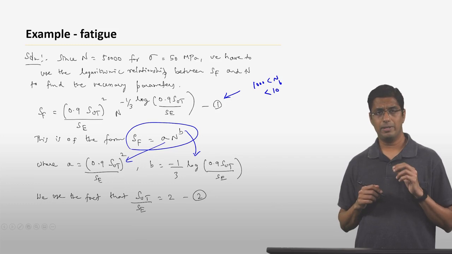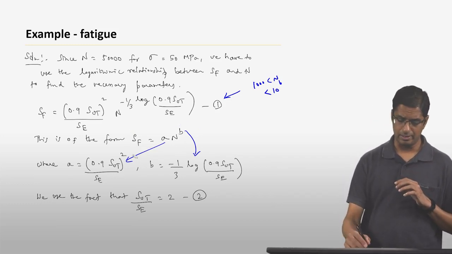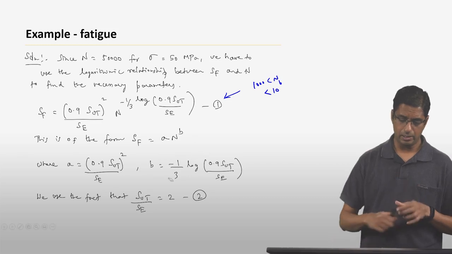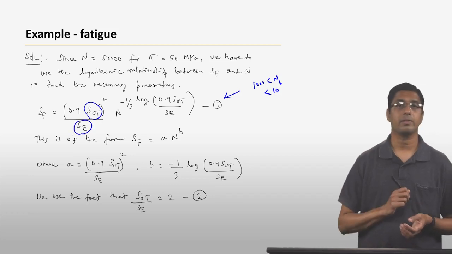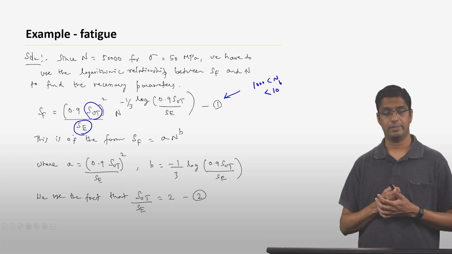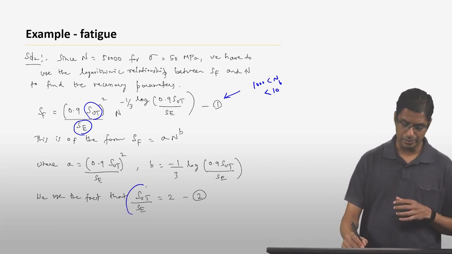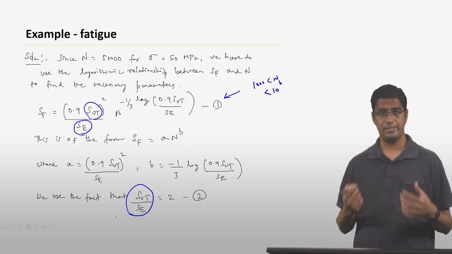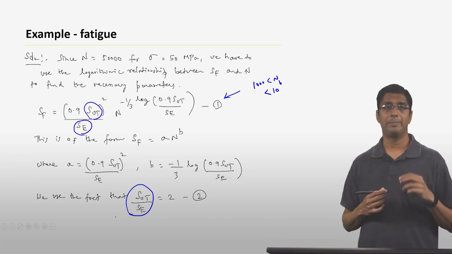However, there are some unknowns here. If you look at this particular equation, we don't know what SUT is and we don't know what SE is. So how are you going to find that? Well, we are given another piece of information, which is that SUT over SE is 2 because SE is half of SUT. Right? Now, using this information, you can actually make some progress.